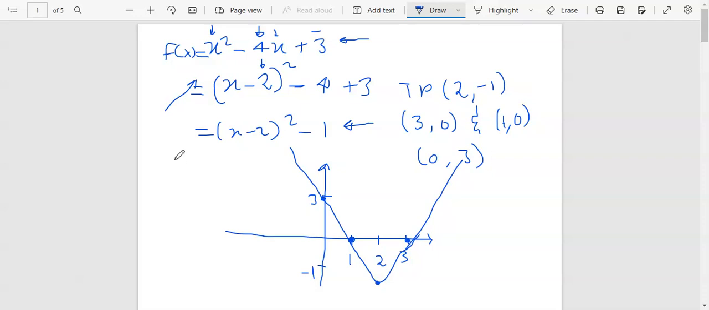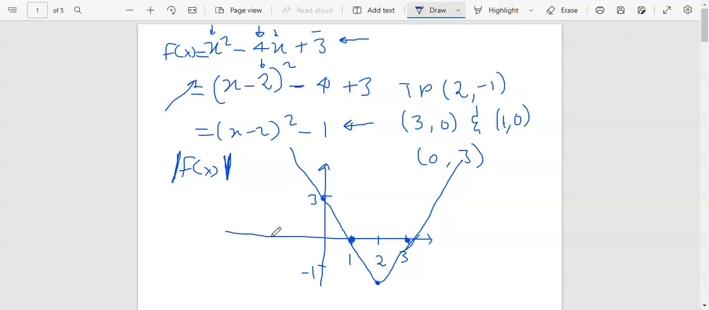At times they're going to ask you to sketch the absolute value of f of x. You are going to see this. So for you to be able to sketch the absolute value of f of x, just do everything that we have done, okay? Find the turning point, and the x and y intercepts.